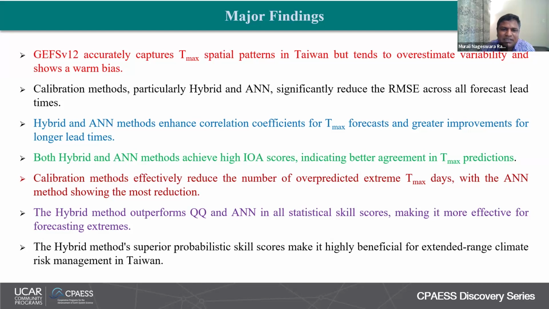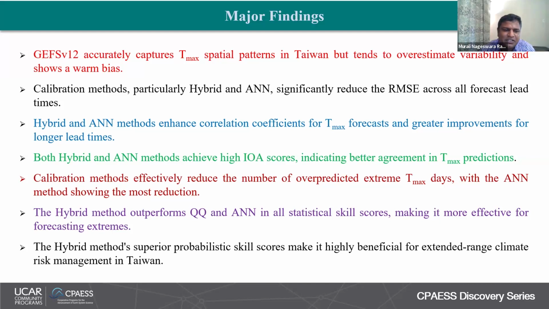All calibration methods, particularly hybrid and ANN methods, significantly reduce the RMSE across all forecast lead times. Hybrid and ANN methods enhance the correlation coefficient for the Tmax forecast, with greater improvement particularly for the longer lead times. Both achieve high index of agreement scores, indicating better agreement with Tmax observations. Calibration methods effectively reduce the number of overestimated or predicted extreme Tmax days.